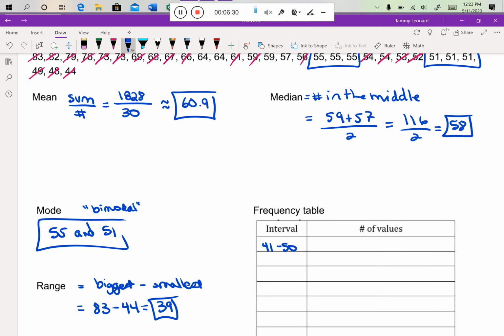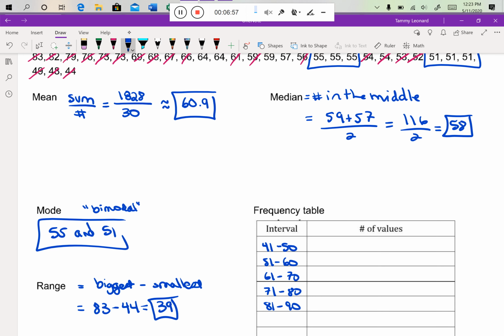If I go 41 to 50, I can go 51 to 60, 61 to 70, 71 to 80, and I know that highest value is 83, so 81 to 90. Notice that does in fact give me 5 intervals. So that seems like a good way to set up our frequency table. It's not the only choice we could have made, but it's a pretty easy one to work with.